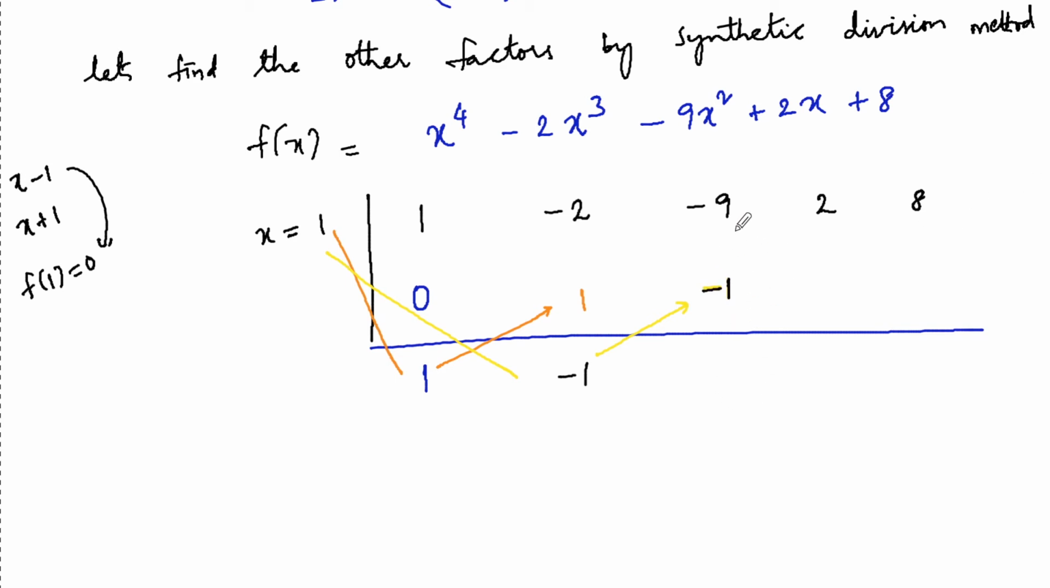So minus 9 plus minus 1, that's minus 10, and now again the same process, 1 into minus 10, right here, 1 into minus 10 is minus 10. Then again 2 plus minus 10 is minus 8, again addition. 1 into minus 8 is minus 8, now 8 plus minus 8 will become 0.